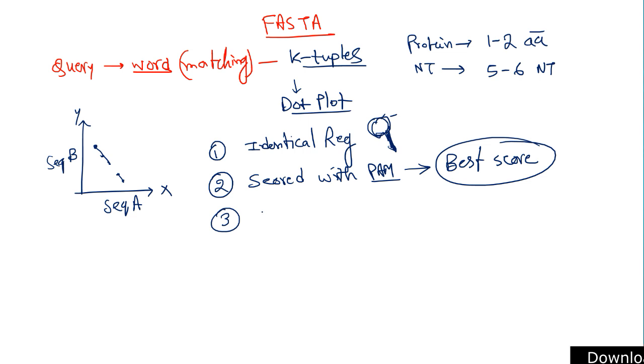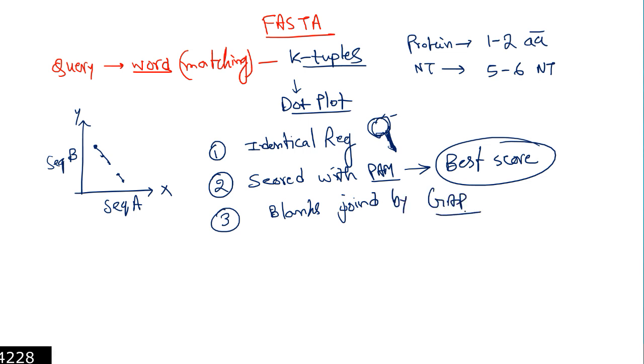Then what else do we have? Segments are joined by gaps, and such a gapped alignment score is known as init. Okay. So what we'll do is the blanks will be joined by the gap, and we get a gapped alignment score.